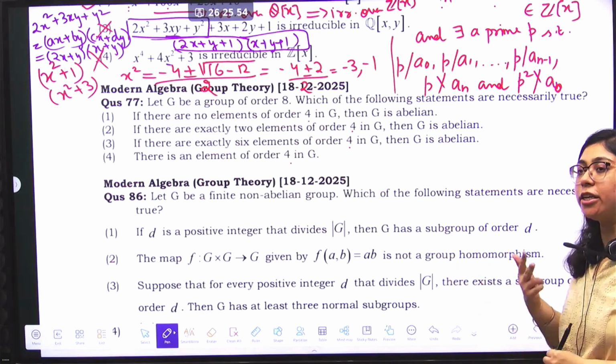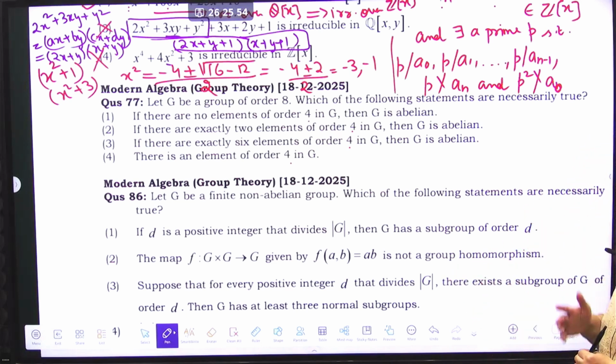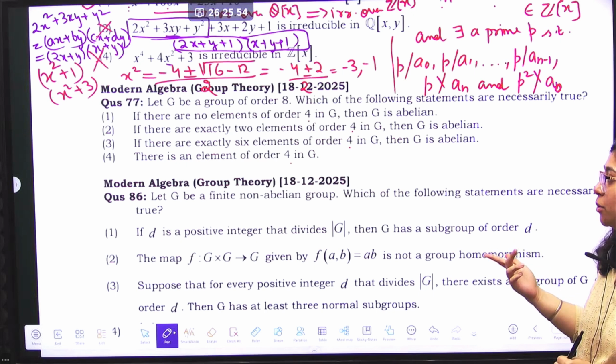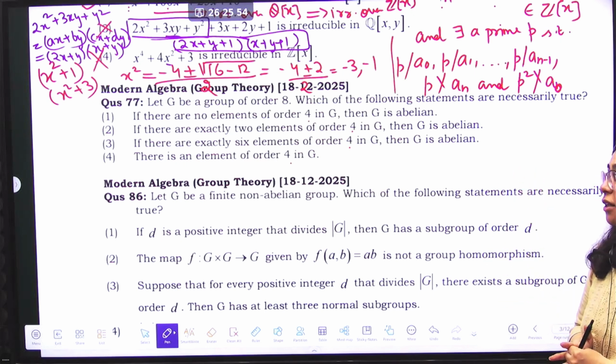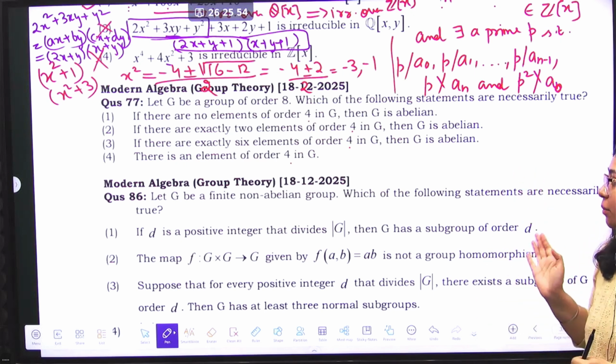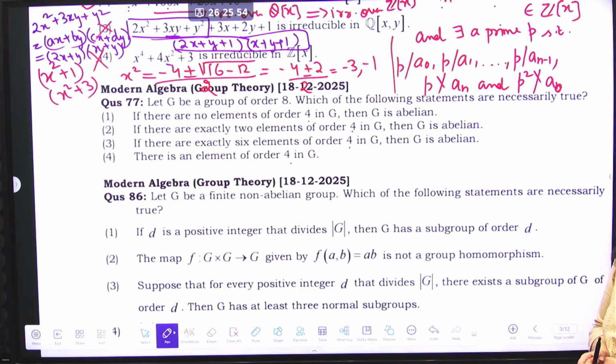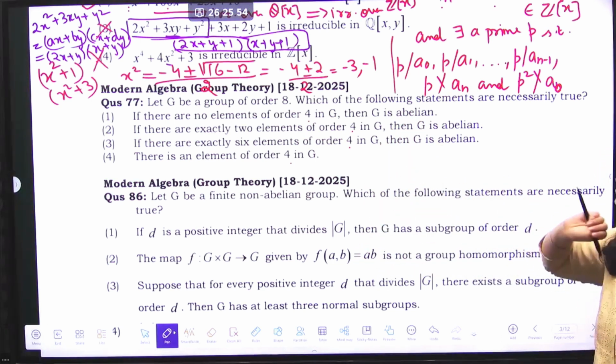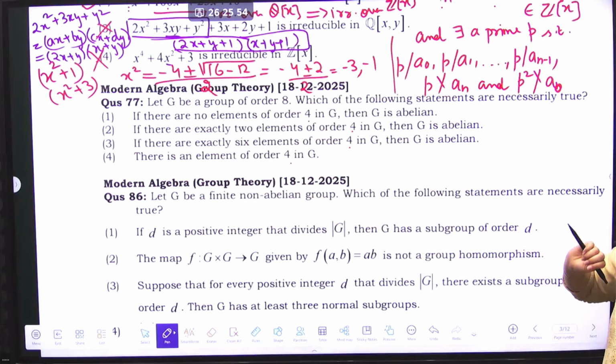If G has exactly 2 elements of order 4, G is abelian. If G has exactly 6 elements of order 4, G is abelian. The fourth option is that there is no element of order 4 in G, or there is an element of order 4 in G always. So they are always talking about the elements of order 4.